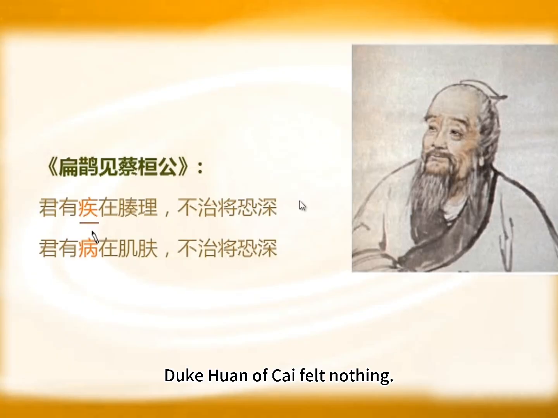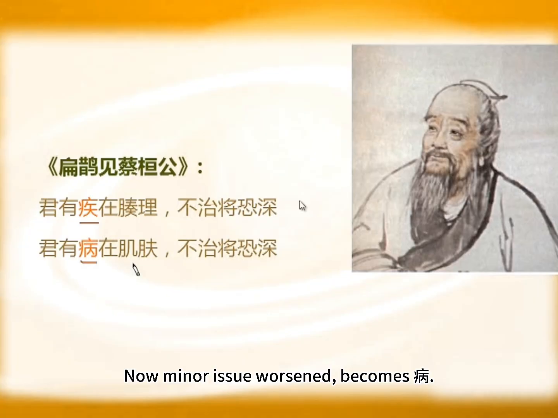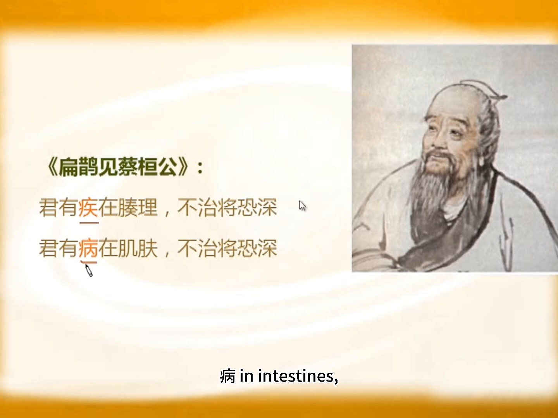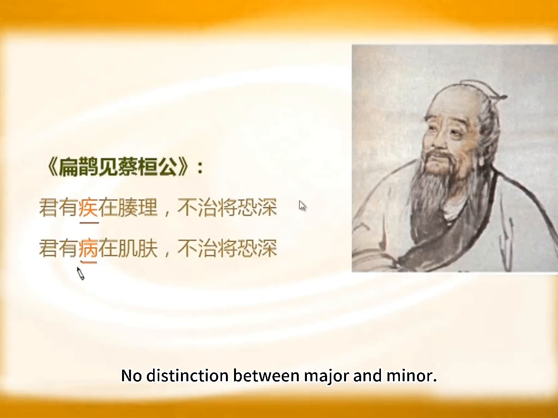Duke Huan of Cai felt nothing and didn't pay attention. After 10 days, Bian Que says, 君之病在肌肤, 不治将恐深. Now the minor issue has worsened and becomes 病. No longer 疾; later, when deeper, it is all 病. 病 in the intestines. 病 in the bone marrow. No cure possible. Later 疾 and 病 combined as 疾病, meaning all illnesses, with no distinction between major and minor.